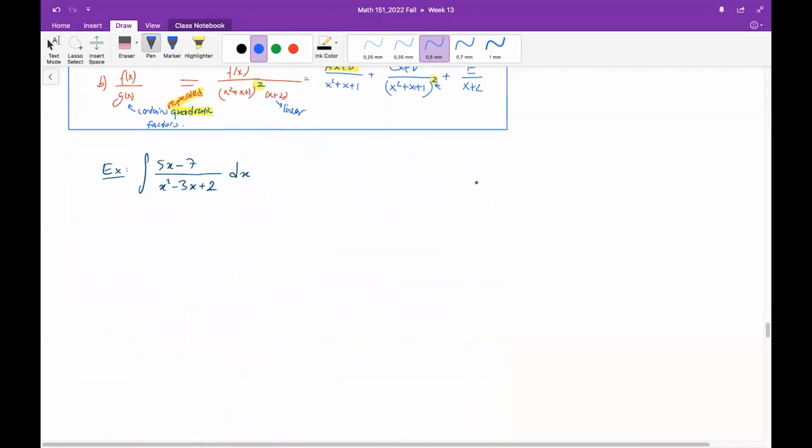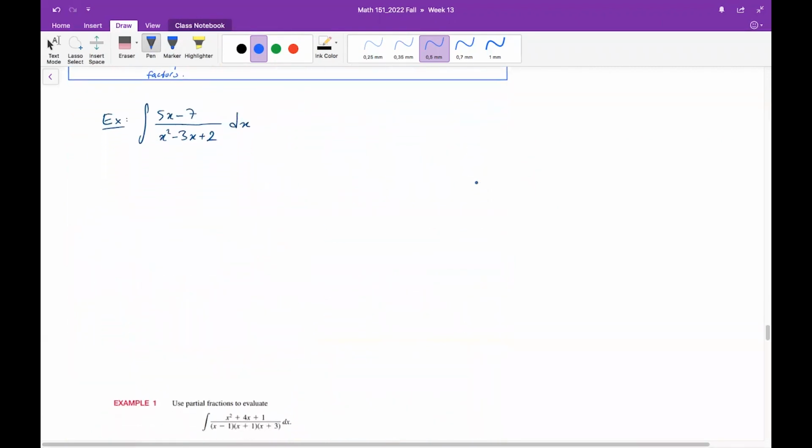Okay, let's start with the first example. We want to integrate this, and let's look at the denominator and try to see whether it is a product of linear factors, whether it contains quadratic factors, is there anything repeated? So let's try to understand that. It can be decomposed into two linear factors like this, obviously. And then now I need to find its partial fractions. I need to express it as a sum of simpler fractions now.